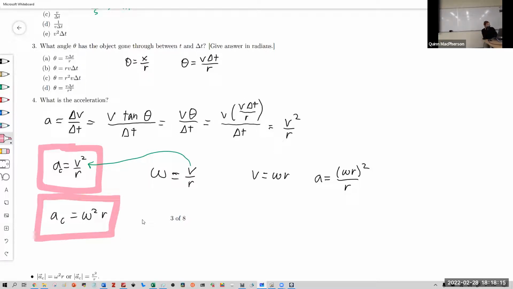Okay. These are both true. These are different ways of calculating centripetal acceleration. One is V squared over R, one is omega squared times R. Notice something bizarre. If radius increases, does centripetal acceleration increase or decrease?